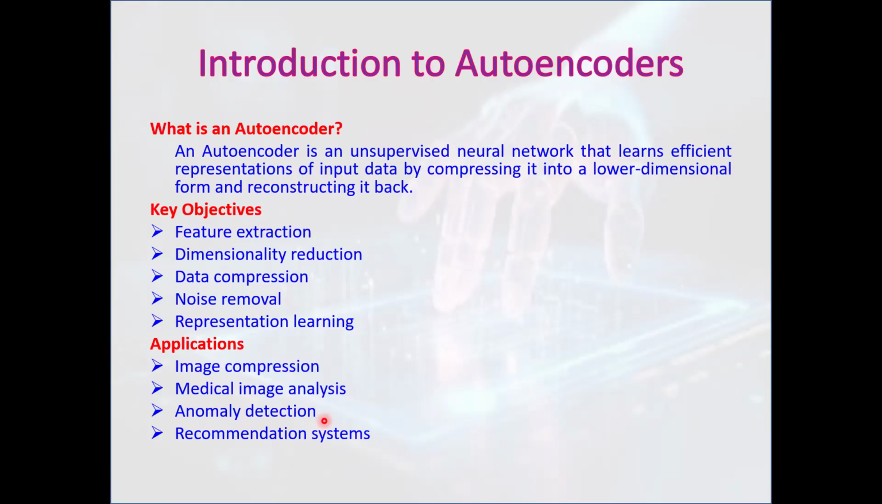Anomaly detection means autoencoders can detect unusual patterns by comparing reconstruction errors. Data points that produce high reconstruction errors are often considered anomalies or outliers. Next, recommendation systems. Autoencoders are used in recommendation systems to learn user preferences and item characteristics. This enables personalized recommendations on platforms such as e-commerce and streaming services, etc.